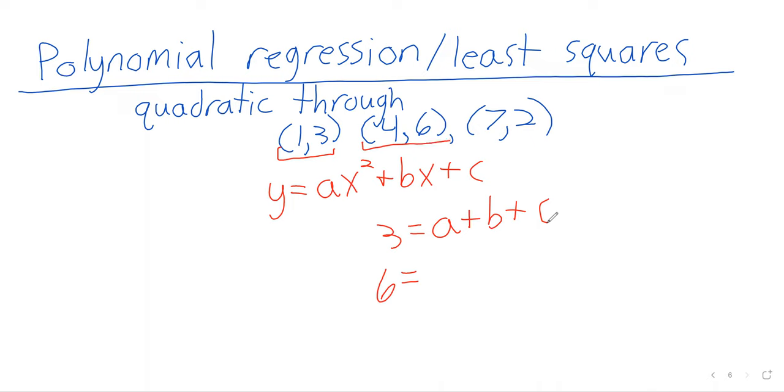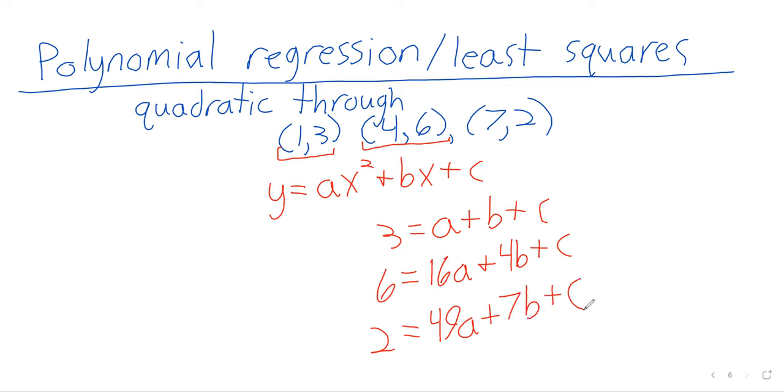Similarly, from the second point, when x is 4, we want y to be 6. So we want 6 to be 16a plus 4b plus c. And when x is 7, we want y to be 2. So we want 2 to be 49a plus 7b plus c. And this is a system of linear equations. Our variables or our unknowns are a, b, and c.